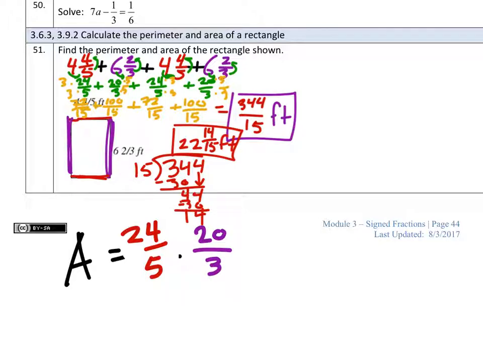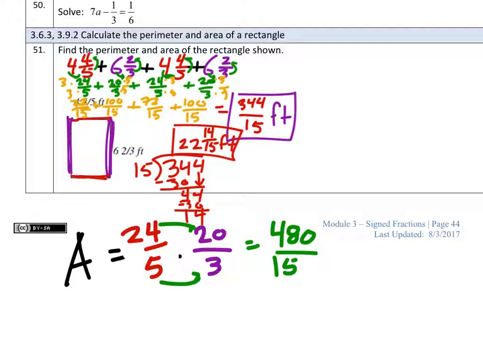We don't need common denominators to multiply fractions, so we'll just multiply these straight across. 24 times 20 should give us 480. 5 times 3 is 15. I don't think that will divide... No, it will. That divides into it evenly again.